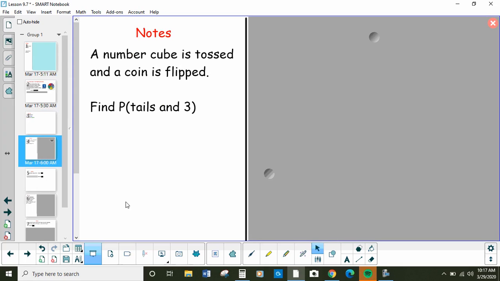So, what about this problem here? If I have a number cube and I toss it, I roll the die, and a coin and I flip it, what does this question mean right here? Well, capital P with parentheses next to it is a probability question. So this is asking us to find the probability of flipping the coin and getting a heads, and what does that mean? That means times, doesn't it? And rolling a 3.